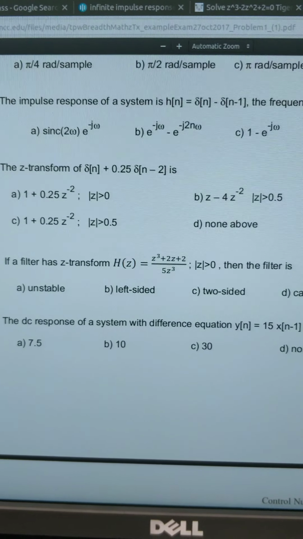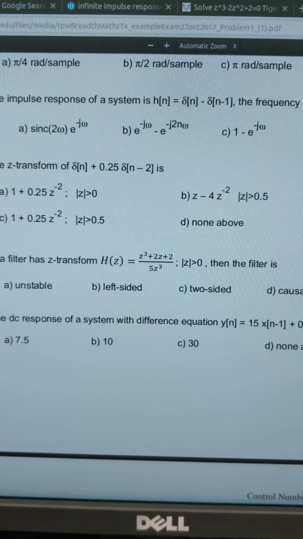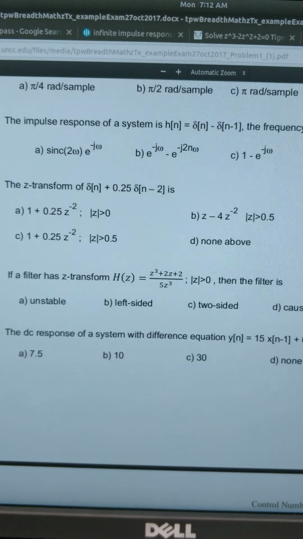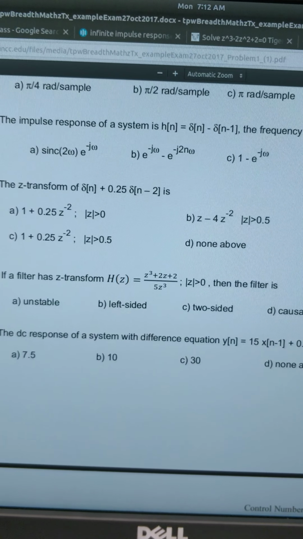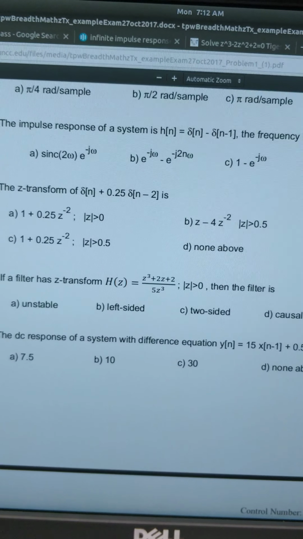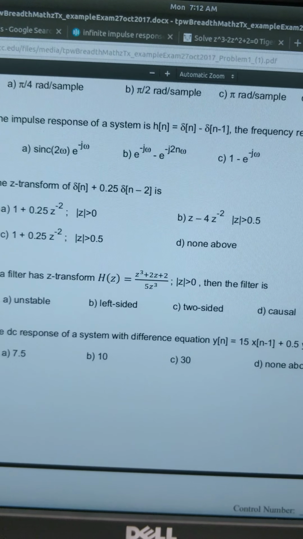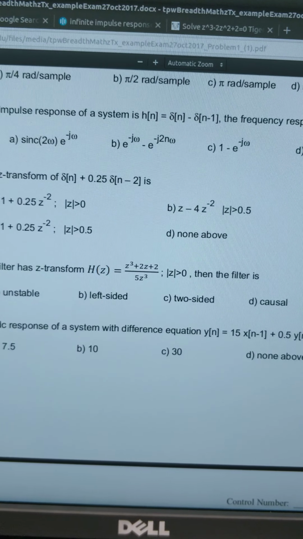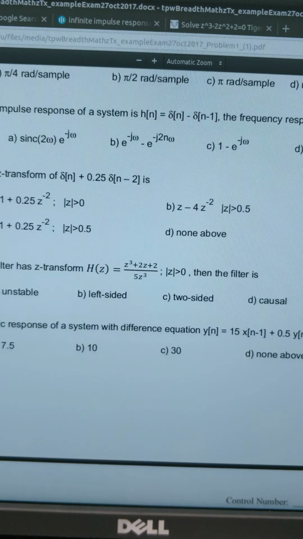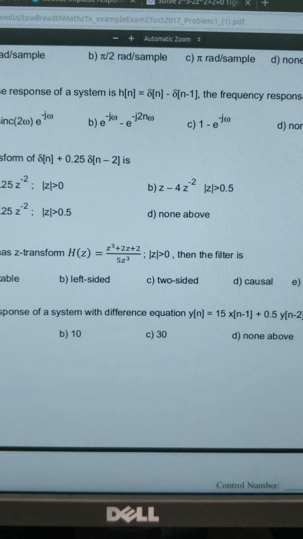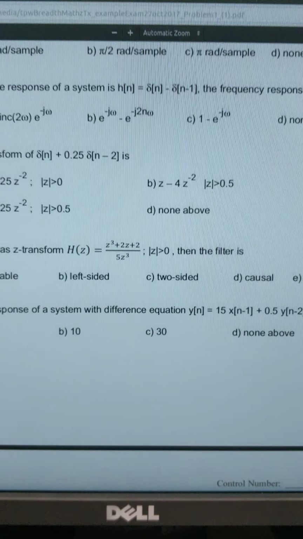In order for it to be a causal system, the regions of convergence must be outside our outermost pole. And if our pole, which we've defined to be z equals 0, is in the center and our regions of convergence is outside of it, then we have a causal system. Now, by that definition, it cannot be left-sided, because any right-sided causal system cannot be left-sided.